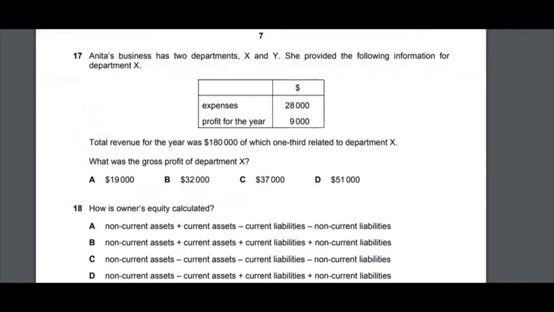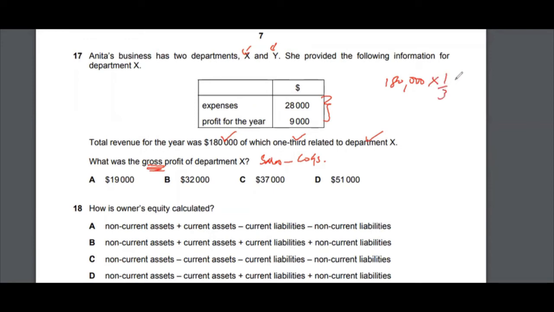Let's look at multiple choice 17. It is very similar to what we have seen in the May, June 2017 exam as well. You simply have to calculate gross profit. How do you calculate it? Sales minus COGS, right? So Anita has two departments, X and Y. We have been given information for the whole amount, right? So total revenue for the year was 180,000, of which 1/3 relates to department X, right?